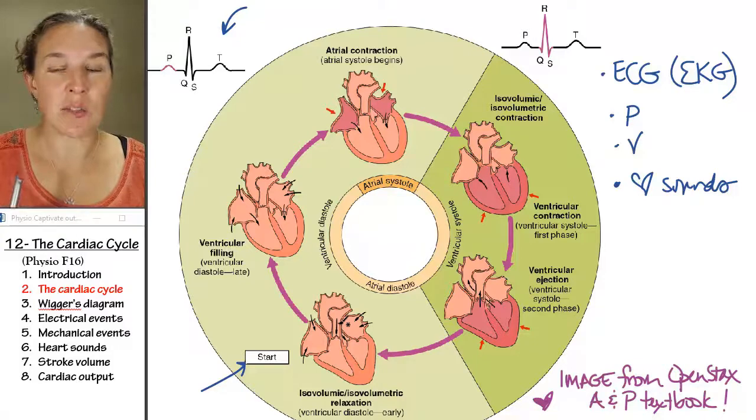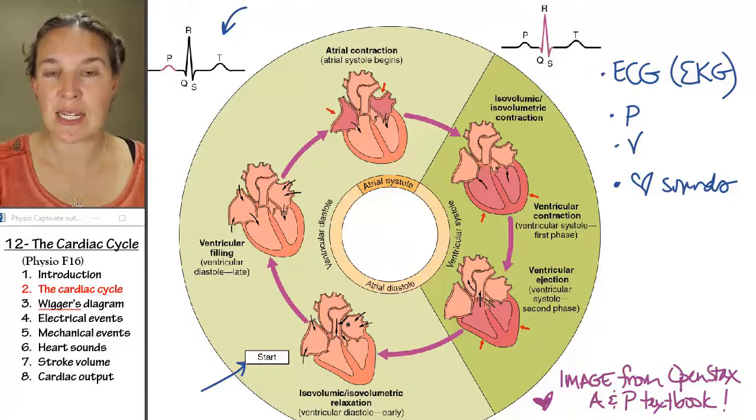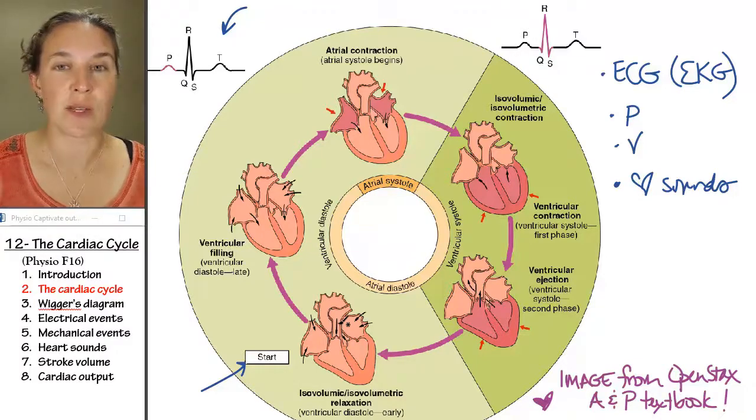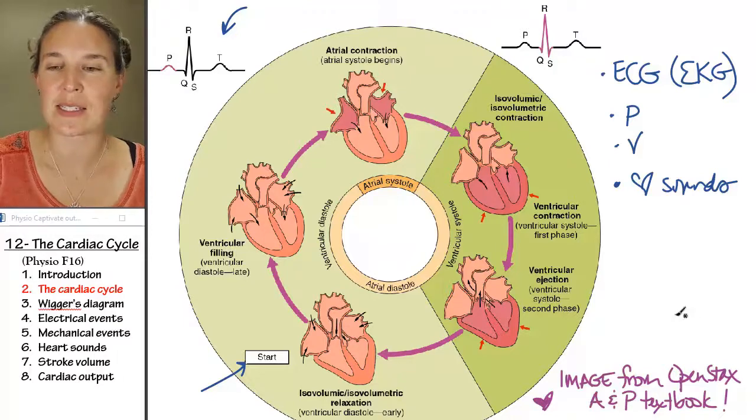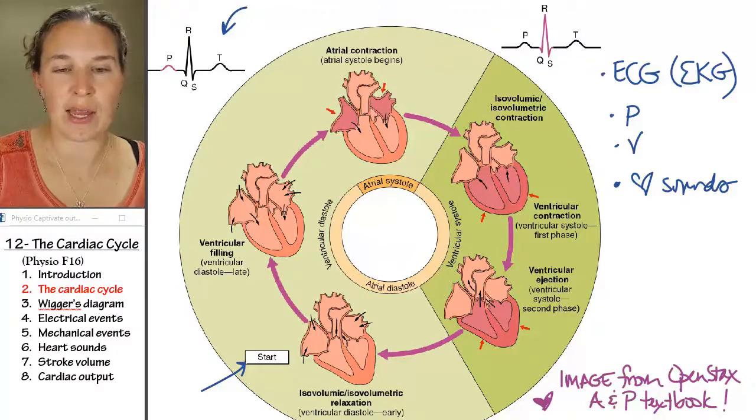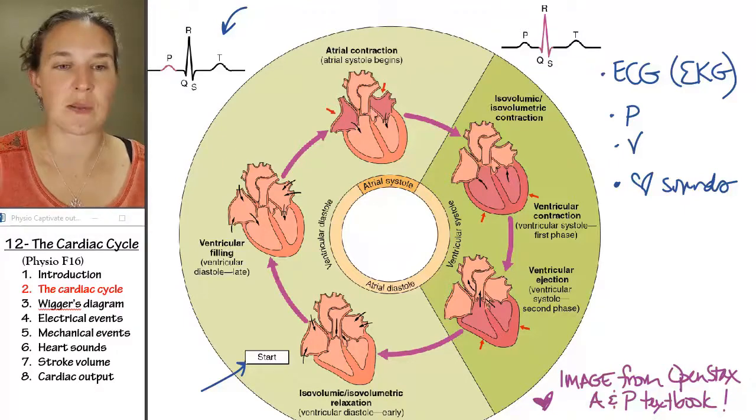This image comes from the OpenStax A&P text. It is a free and open text that everybody has access to. Just go search OpenStax Anatomy and Physiology textbook, and you have access to all these Creative Commons licensed images.